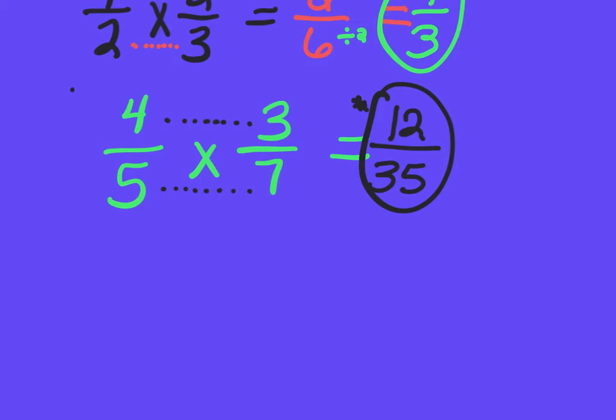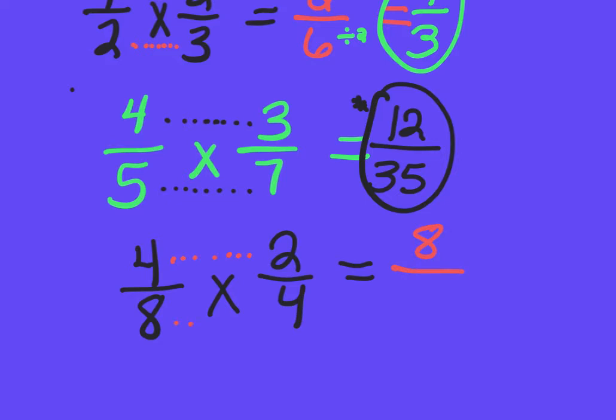Let's try another one. 4/8 times 2/4 equals. Multiply straight across. You don't have to worry about getting a common denominator or anything because we're not adding or subtracting. We're multiplying. Numerator times numerator. 4 times 2 is 8. Denominator times denominator. 8 times 4 is 32. And I get my answer of 8 over 32.